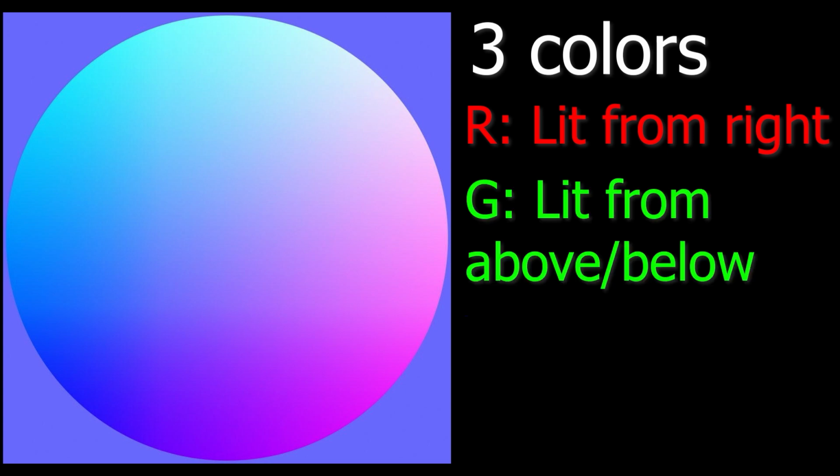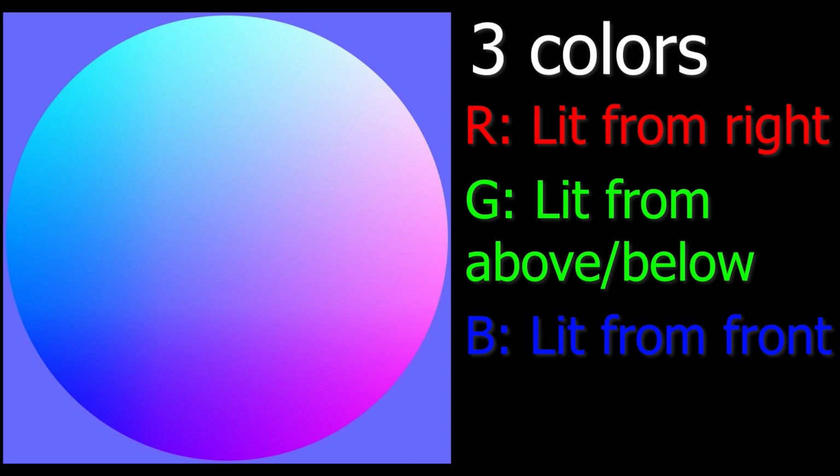The red channel indicates how the model should look when lit from the right, the green channel indicates how the model should look when lit from above or below, and the blue channel indicates how the model should look when it is lit from the front.